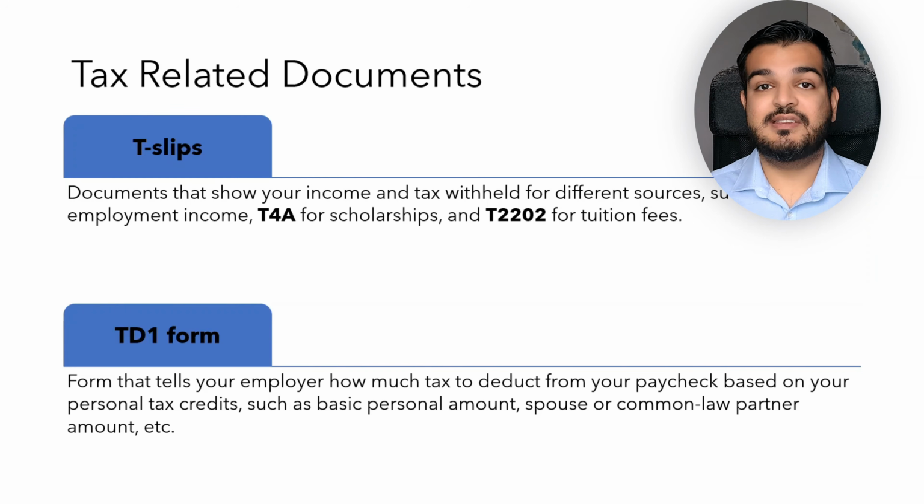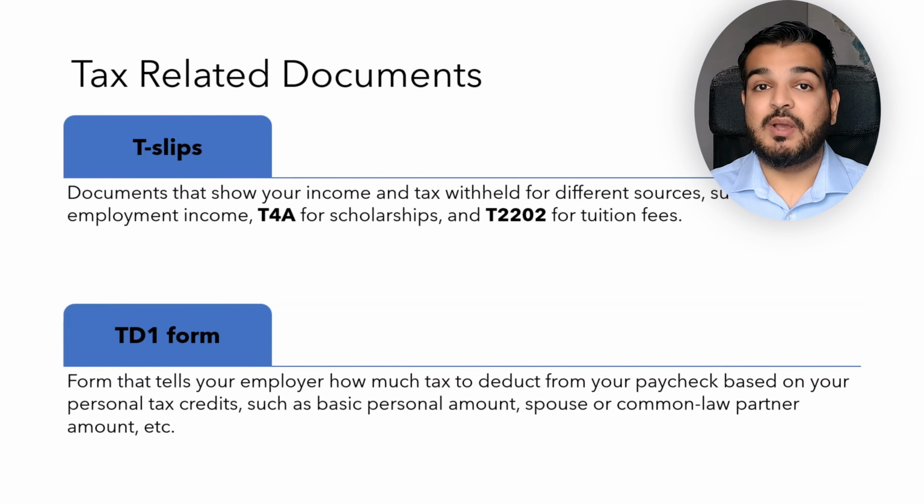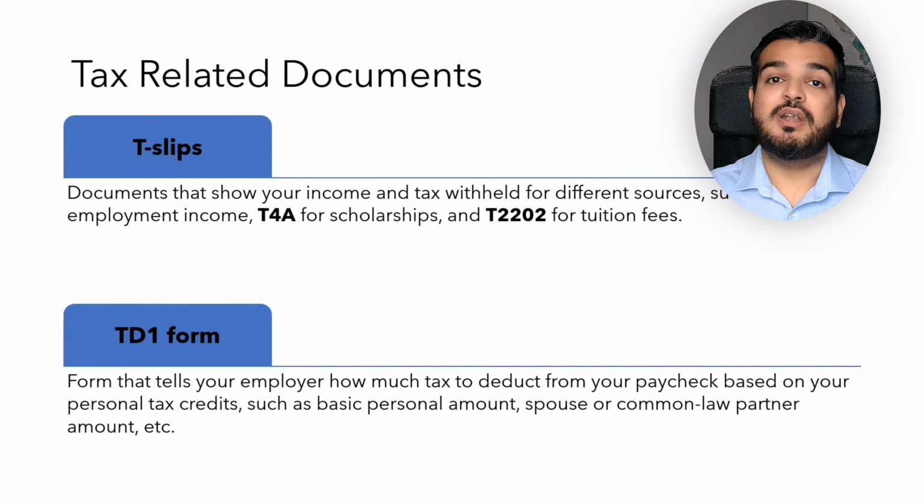The next one is a TD1 form. A TD1 form is essentially when you start a new job in Canada, you have to fill out something called a TD1 form before you start work. And this tells your employer how much money you should get on your paycheck after taxes. So it's very important you fill this form out correctly because it's going to impact your net income that we talked about in the last lesson.